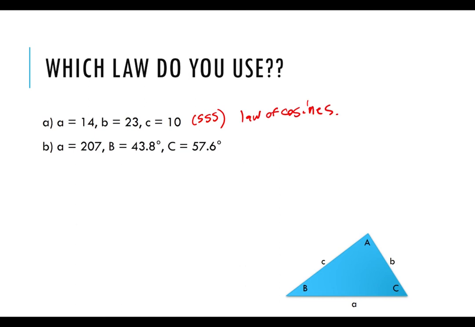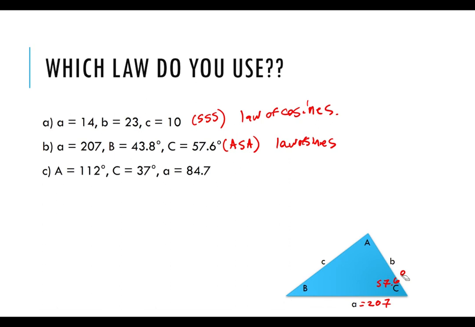If we have A is equal to 207, that's side length A. And if it helps you to label your triangle for the moment, that's fine. A is 207. Angle B is 43.8 degrees. And angle C is 57.6 degrees. Notice that we have an angle-side-angle triangle. Angle, side, angle. Alright, so what do we do with an angle-side-angle? Well, angle-side-angle triangle is solved by law of sines.